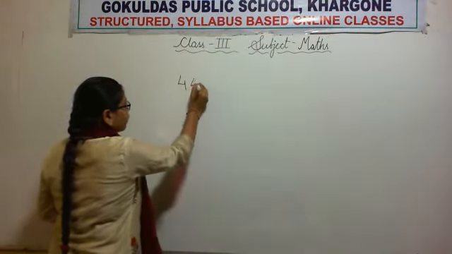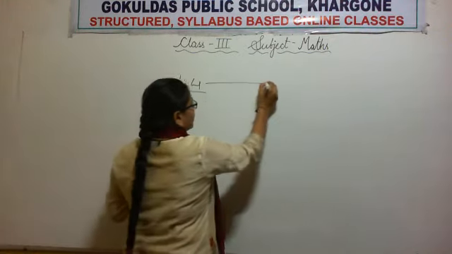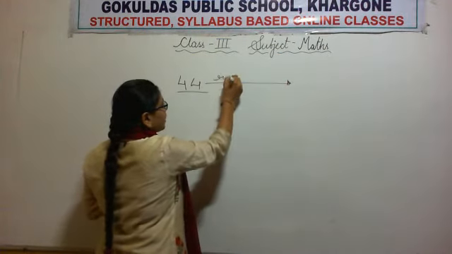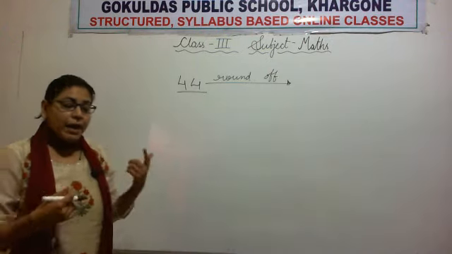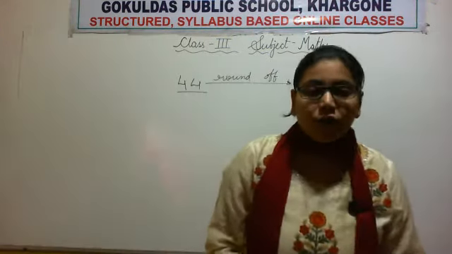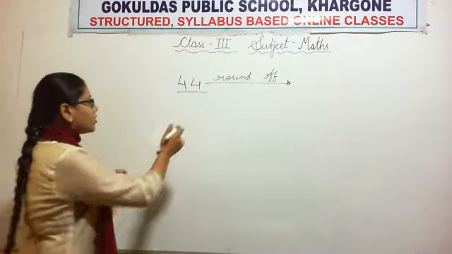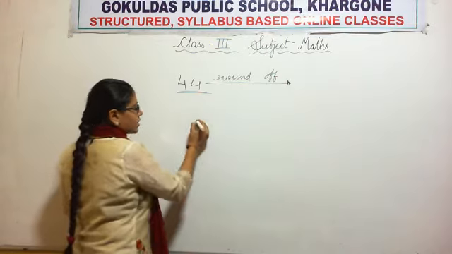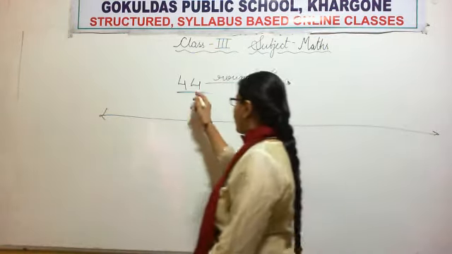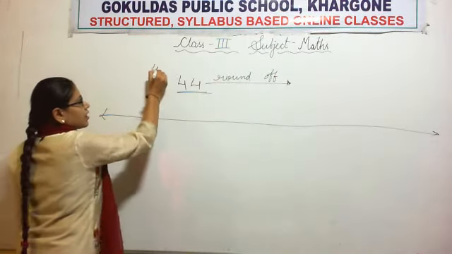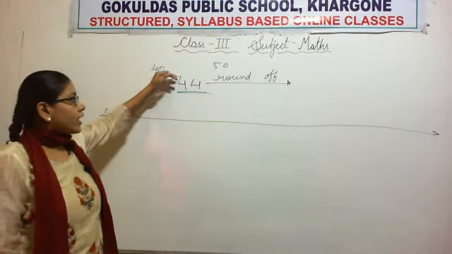Suppose a number 44 is given. What answer will we get if we round it off? Almost all of you know this because you learned rounding off in class 2nd. So how to round off? There are two ways. The first way is we can draw a number line. The number 44 lies between 40 and 50.